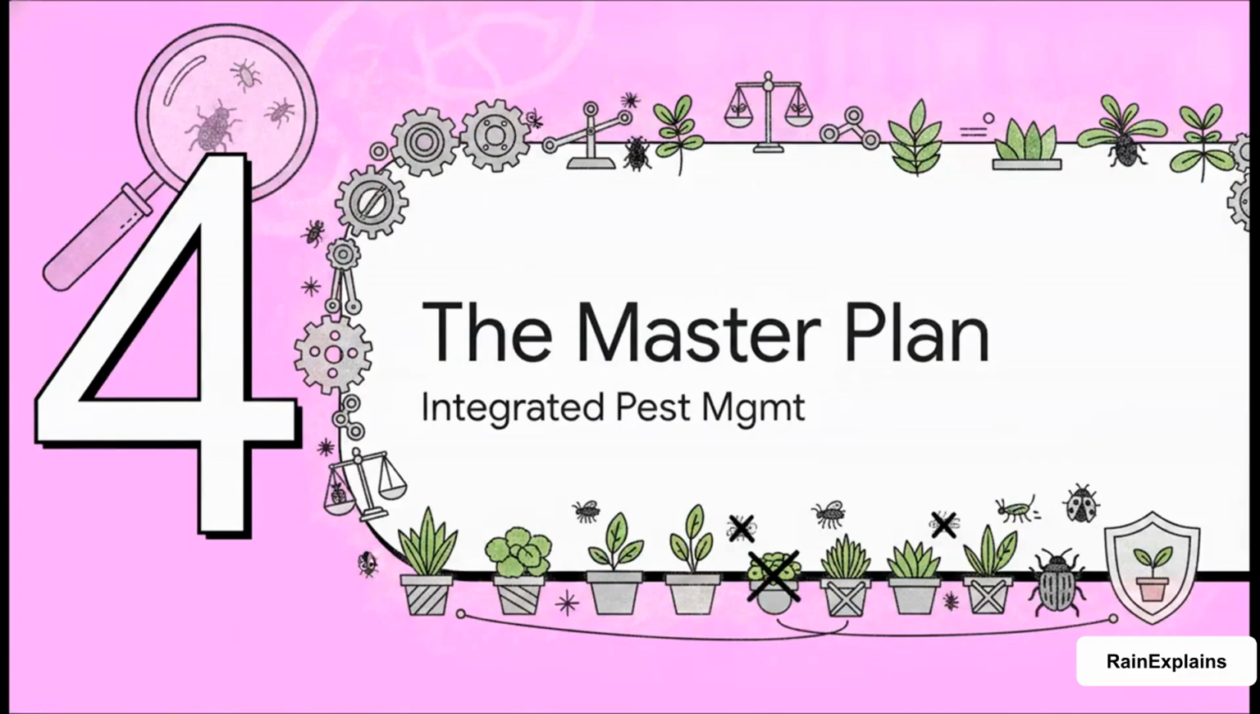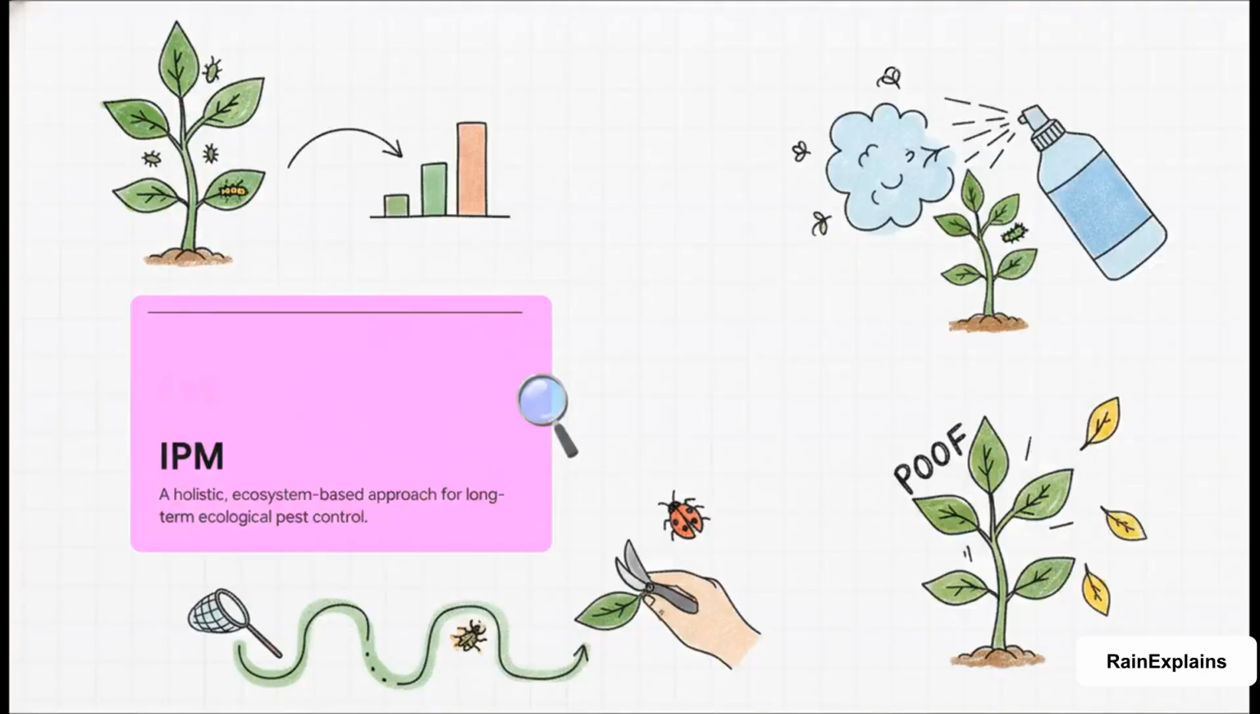Which leads us to section 4, the master plan, Integrated Pest Management. So how do we put all of this awesome detective work into action? Think of IPM as the holistic justice system for saving your plant and maintaining order in your living room. Integrated pest management is an ecosystem-based strategy. It focuses on identifying the specific problem, figuring out what your tolerance for it is, and then actively managing the environment. It's all about playing the long game.